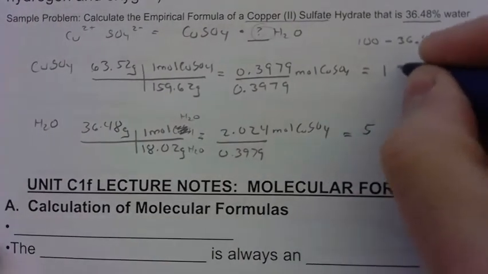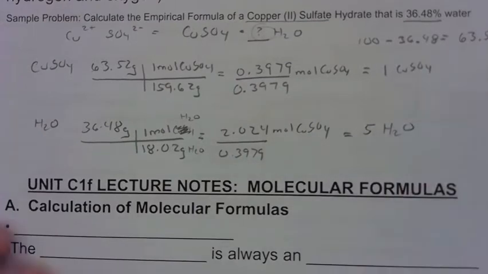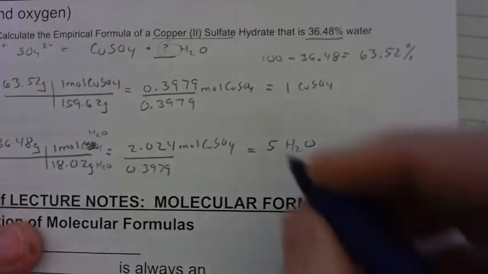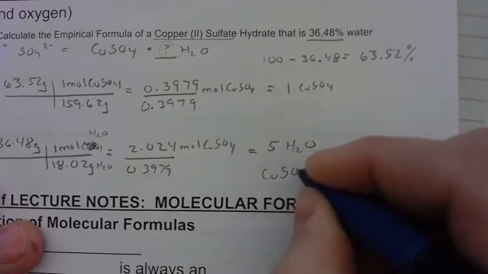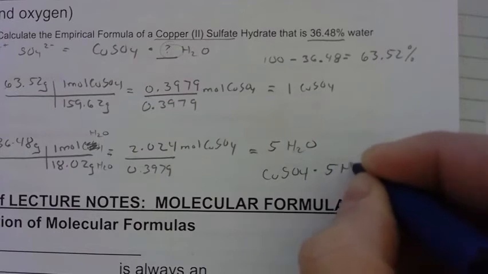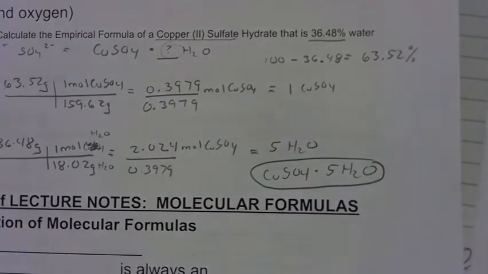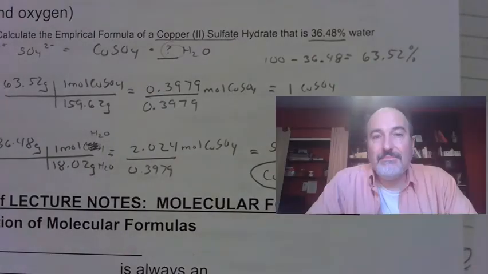So for every 1 CuSO4, I have 5 H2Os. And that equates out to CuSO4 dot 5 H2O. And that is the empirical formula for a hydrate. I hope that was useful.